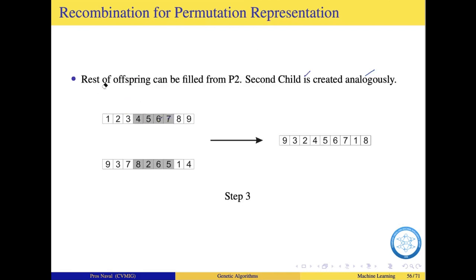And for step 3, the rest of the offspring can be filled from P2. So 9, 3 from P2 is just copied here, and I think the one here is copied there. With that, we have now your first child. For the second child, you create it analogously.